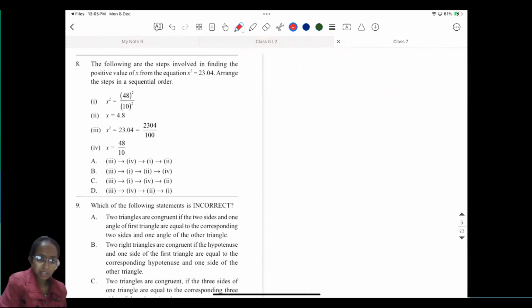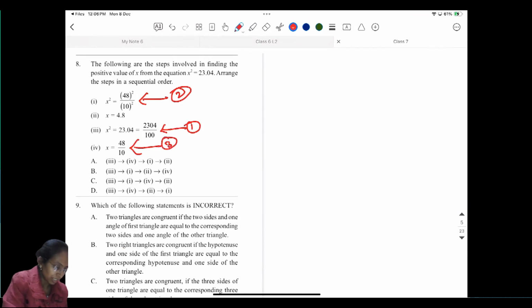Which of the following steps are involved in finding the values of X from the equation x square is equals to 2304? So what you do is, first step will be x square is equals to this. You will remove the denominator. This will be my first step. Then we just write this as a square of 48 by 10. This is the second step. So third, then first, then x is equals to, we are having 48 by 10 and last one is this. So we are having C as the correct option.